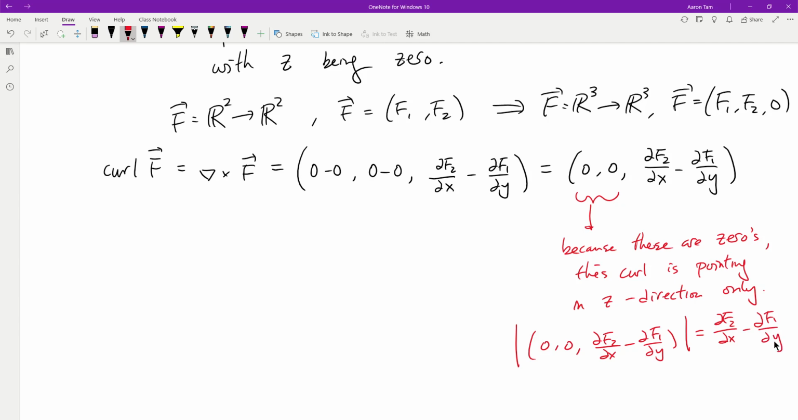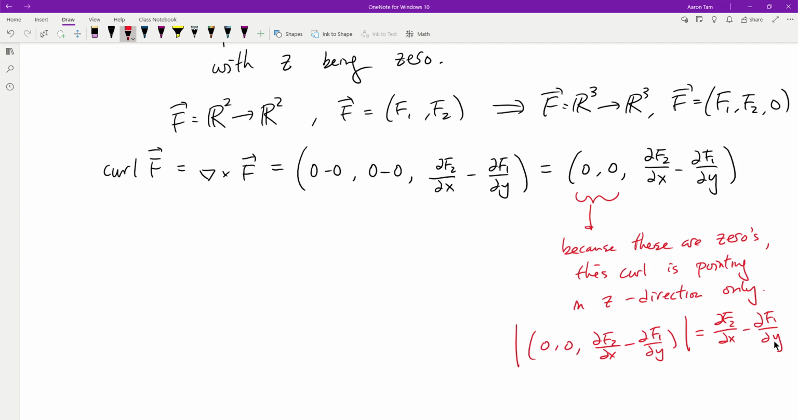Even though we do have a vector as a curl, because we're doing a vector field that maps from R2 to R2, the first two coordinates of this curl are guaranteed to be 0, therefore implying that any curl for a two-dimensional vector field will only be pointing in the z direction. And because of the two zeros, the last coordinate also represents the magnitude of the vector.